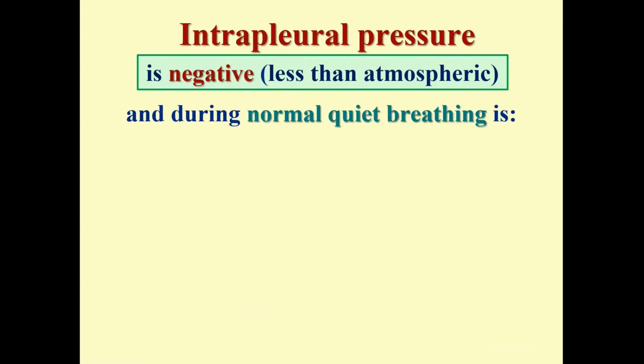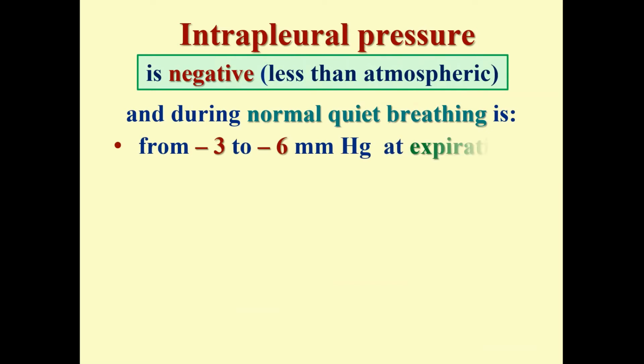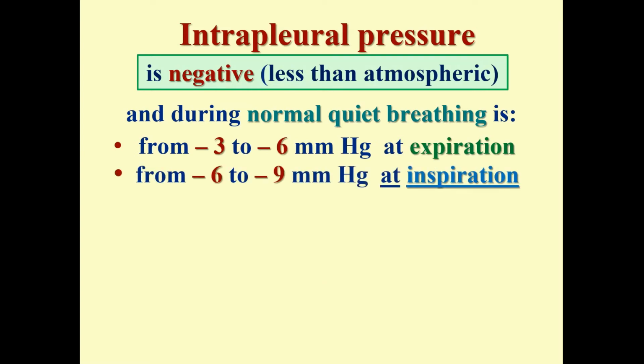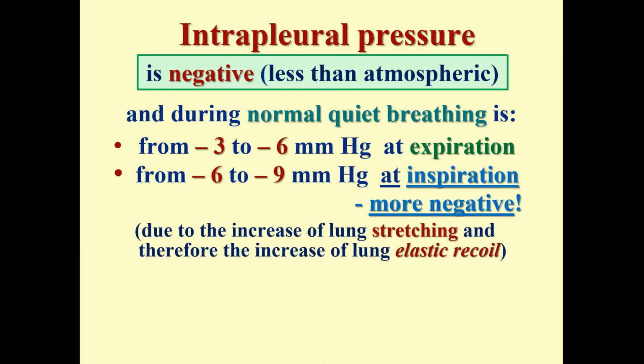And during normal quiet breathing, this pressure is about -3 to -6 millimeters of mercury at expiration, 3 to 6 with minus, and from -6 to -9 millimeters at normal quiet inspiration. With deep inspiration it can become even more negative, but note that pressure after inspiration becomes less. And why does it become less? Because the lung stretching degree increases.